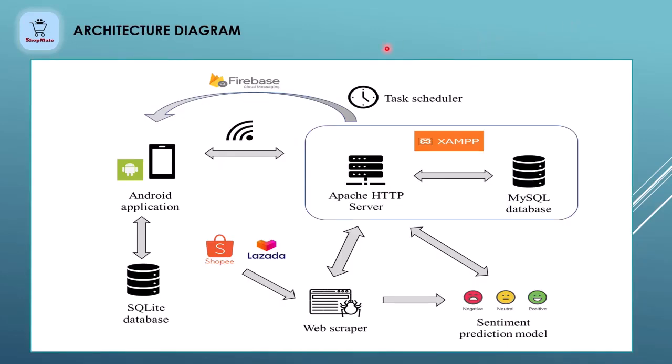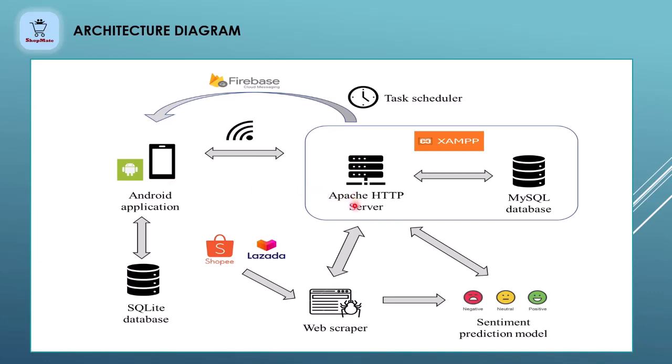Next is the architecture diagram. This is a 3-tier architecture where the Android application is connected to the backend server through internet. And when the user wants to search item, it will send the request to the backend server and the server will run the scraping script to scrape the data from Shopee and Lazada website. The item reviews will also undergo sentiment analysis by a sentiment prediction model, which is built on RNN LSTM model. And then the server will return the result to the application.